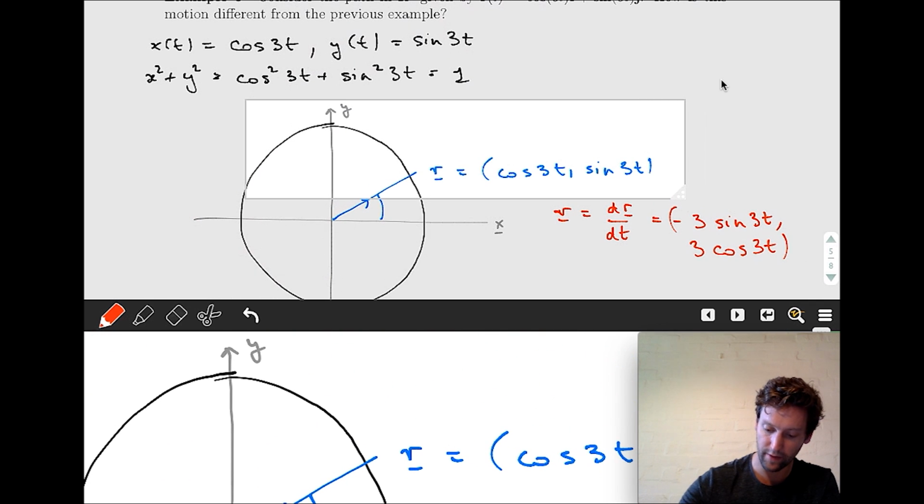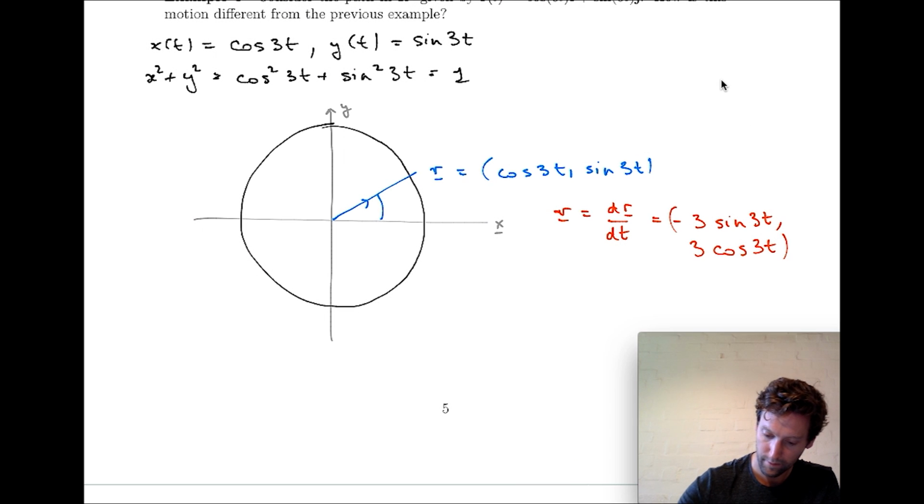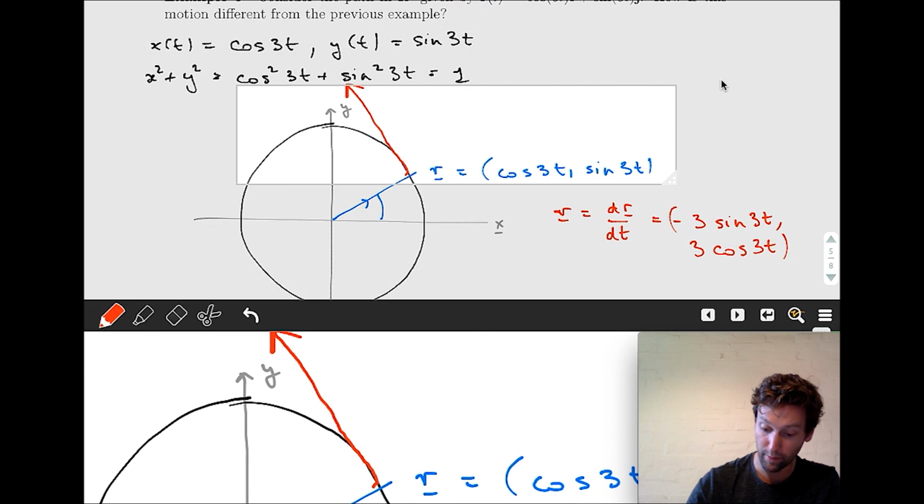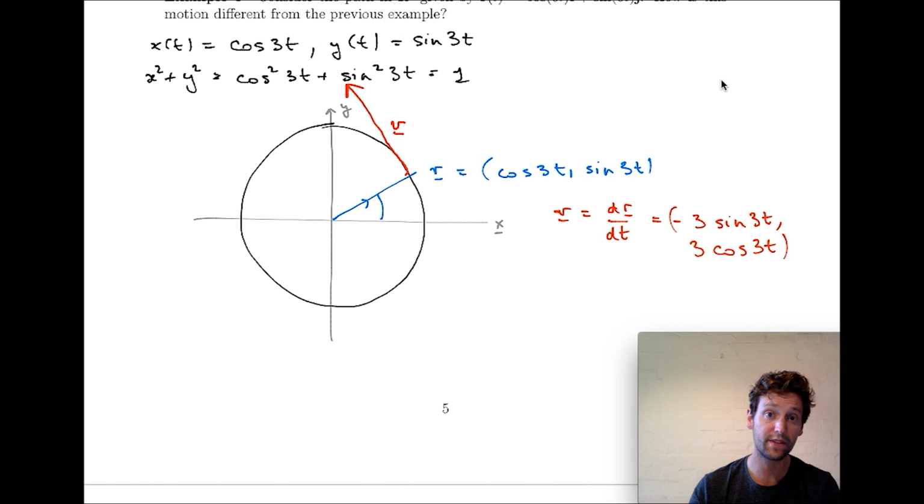So the velocity vector is still pointing perpendicular to the radius. It's pointing tangential to the particle's path, as it must. It's 3 times larger. So what that means is that I'm basically rotating faster and faster around the circle. It's rotating, in fact, 3 times as fast.